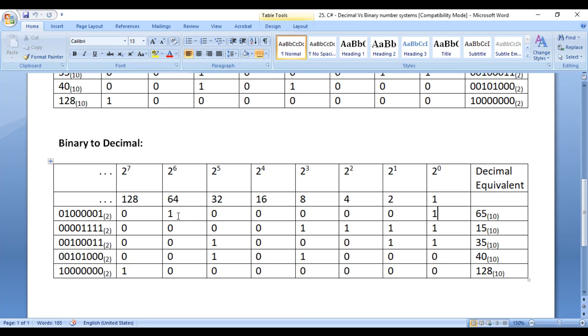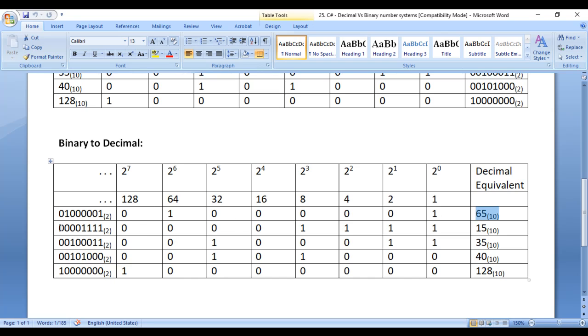Now what we do, we find out the numbers above the 1. Okay, above the 1 we have 64. Above this one we have 1. So 64 plus 1. Okay, we add those numbers which becomes 65 and we write that. That's it. That's how we convert a binary number to decimal equivalent number. Just add the numbers above 1.